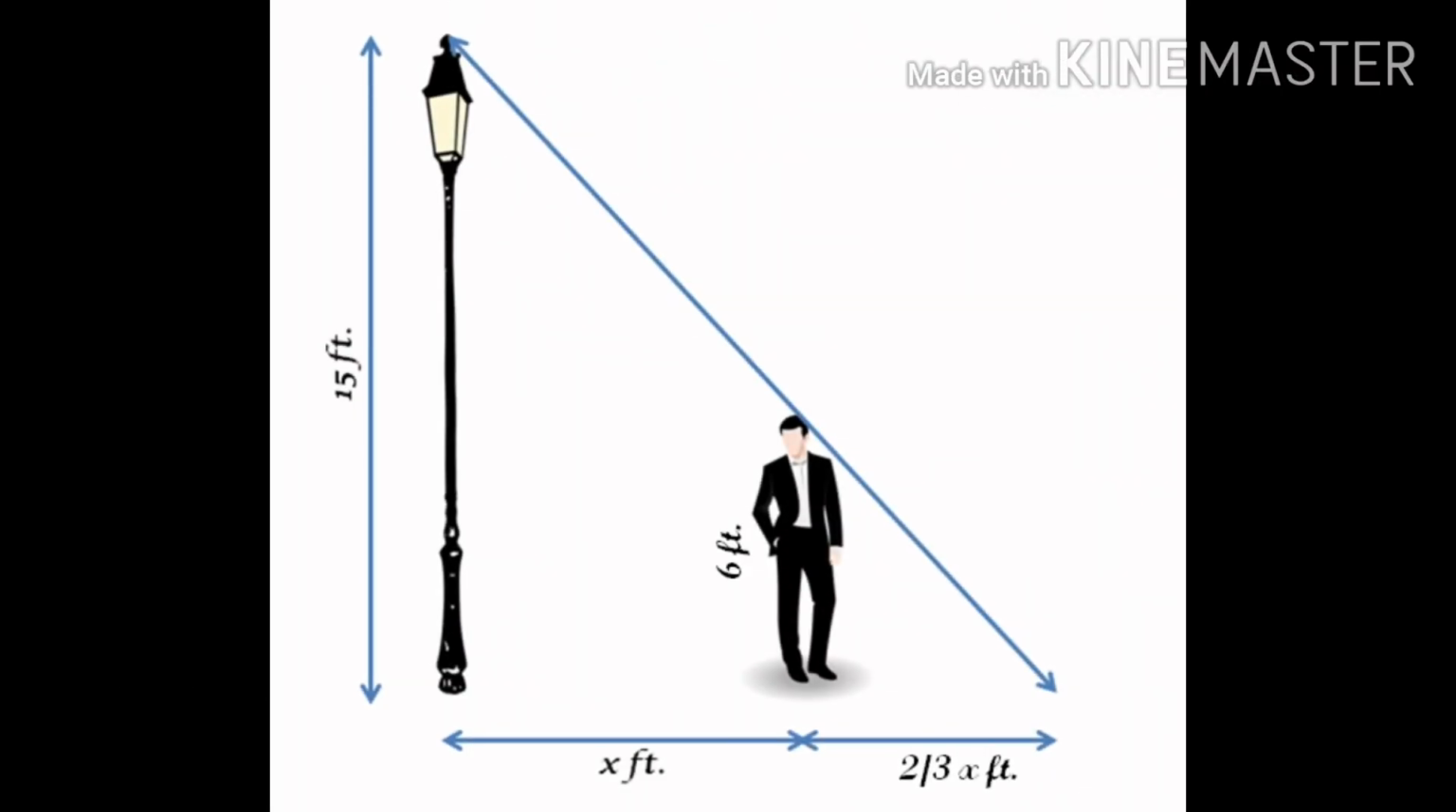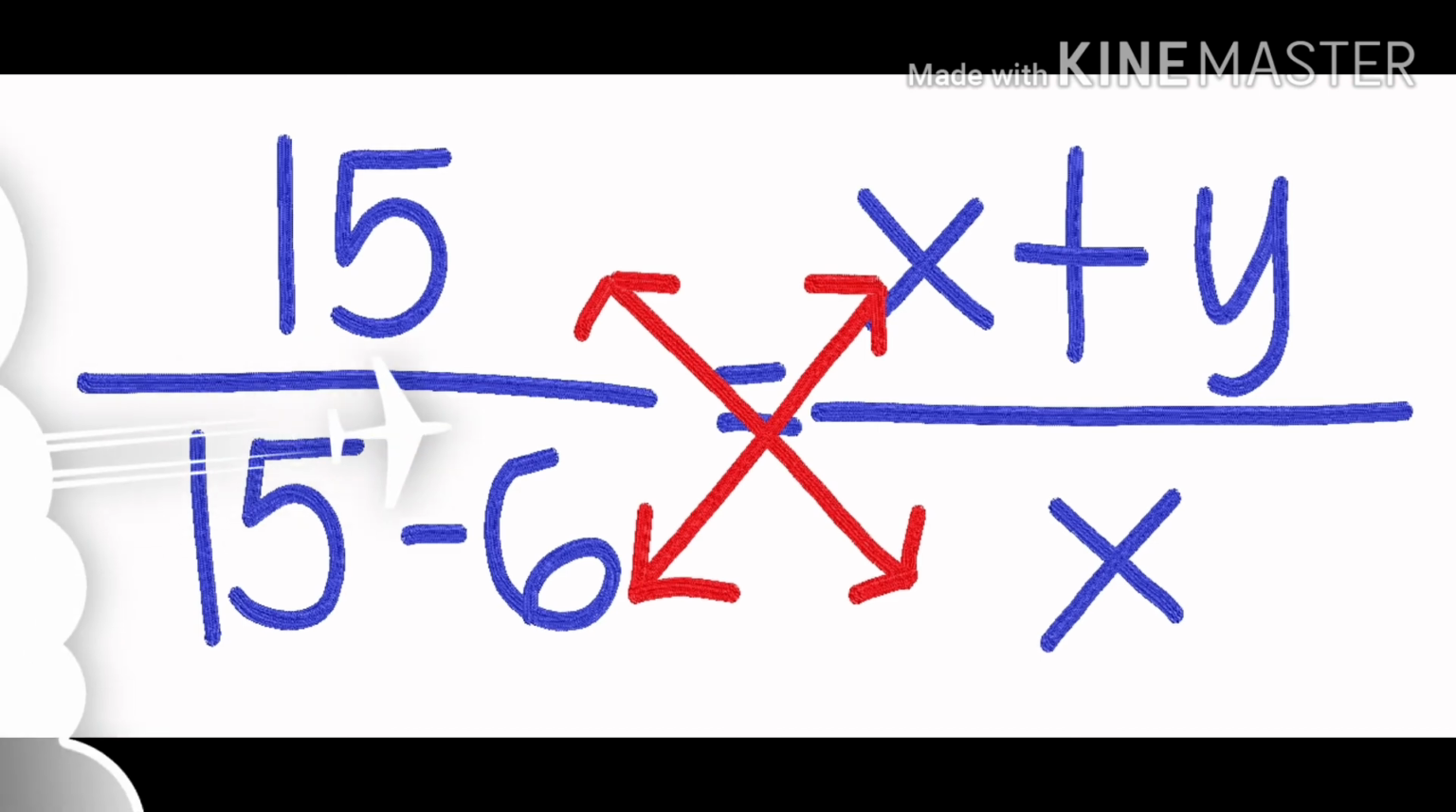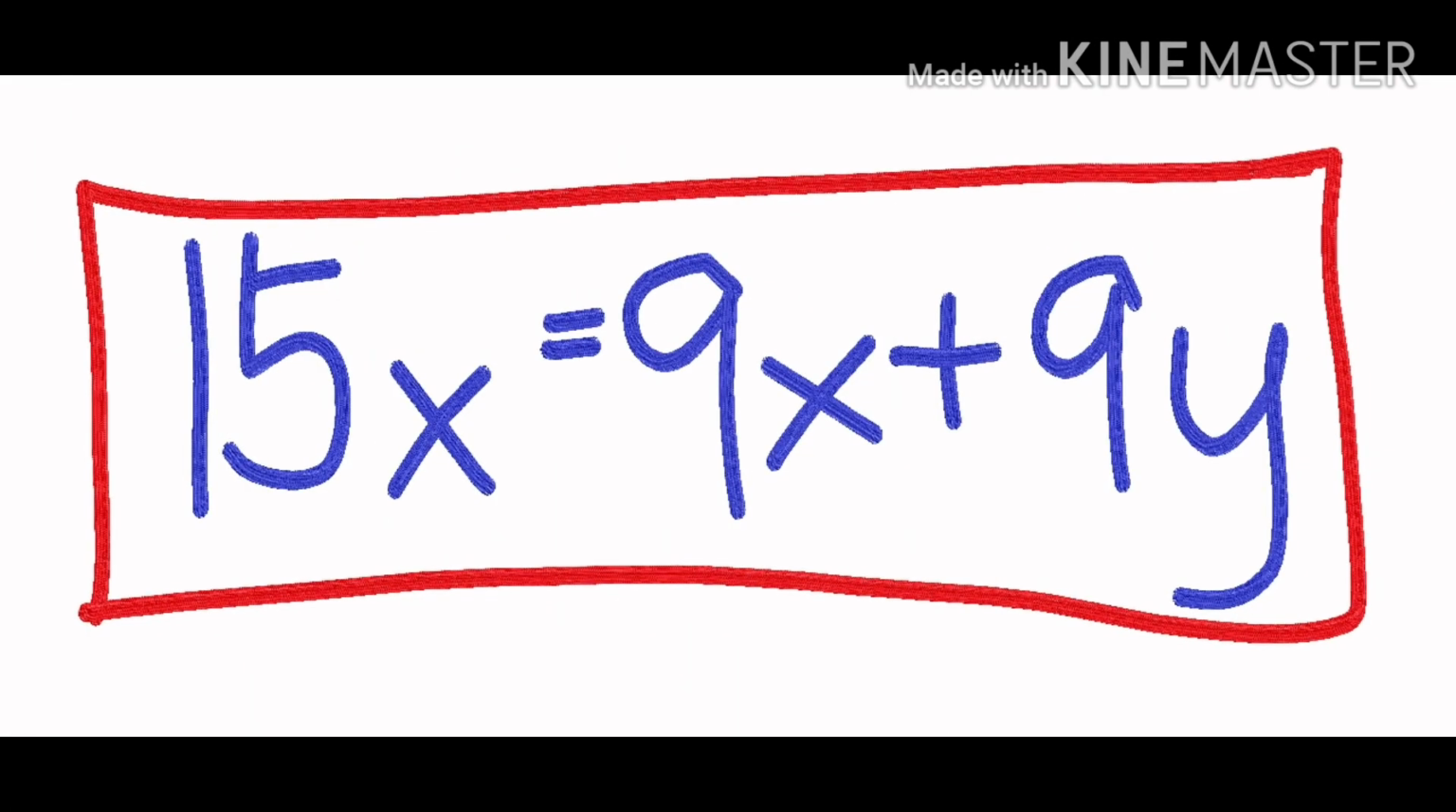Our first step will be showing an image of the scenario described to us. The distance of the man from the lamppost will be our x, and let his shadow be our y. Now, as the man is moving away from the lamppost, x is a function of t and the speed of the man is dx over dt. Then, as they form similar triangles, we need to cross multiply 15 over 15 minus 6 and x plus y over x. And the answer will be 15x equals 9x plus 9y.